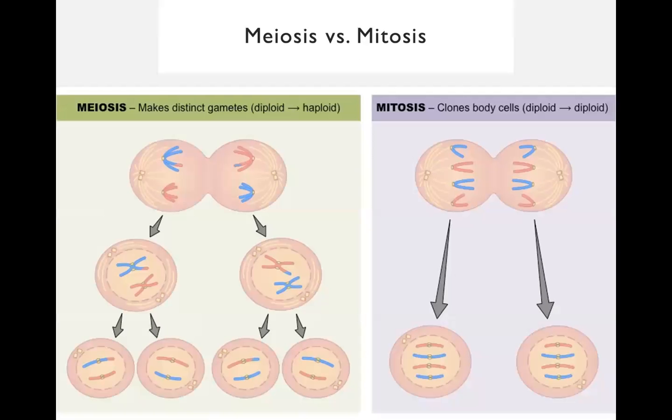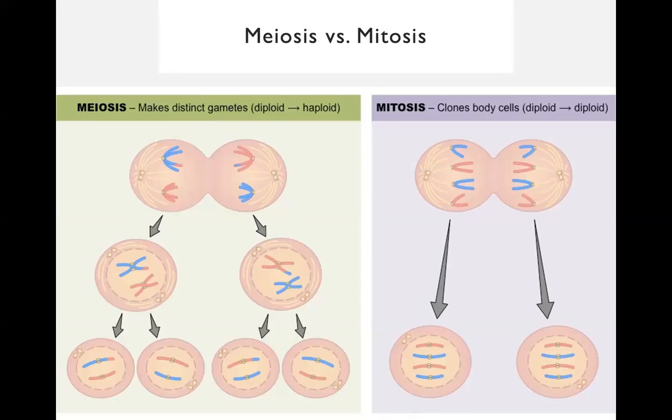Oh yeah, and then this final slide, just for your info. I'm not going to ask you to compare and contrast meiosis and mitosis, but this can be helpful if you're getting a little bit confused, or if you understand mitosis really well and you're trying to figure out how meiosis fits into that. This gives a good breakdown of the main pieces. So meiosis, again, is making distinct gametes. So they're all unique. They're not clones of each other. Mitosis is just cloning body cells.